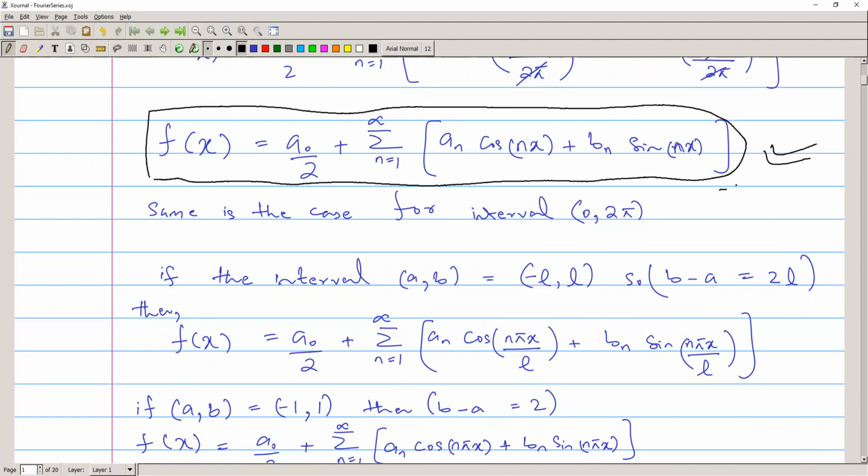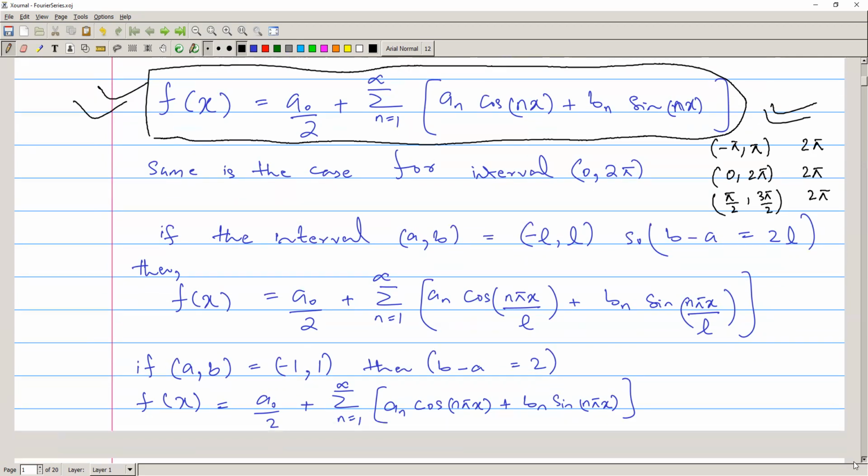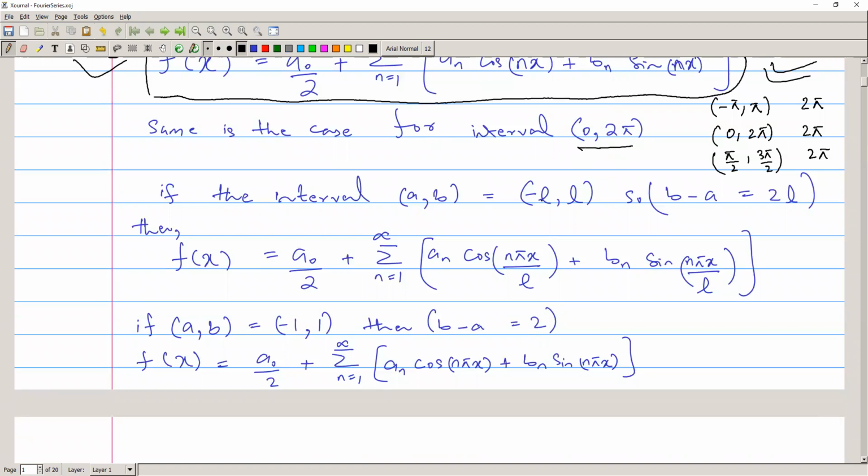Either the period may be from negative pi to pi, right? So again, it's 2 pi. Either the period may be from 0 to 2 pi. Again, the period is 2 pi. Either the interval may be from pi over 2 to 3 pi over 2. Again, it's 2 pi, right? So whenever the period is 2 pi, we can use this series, right? Same is the case for the interval 0 to 2 pi, right?